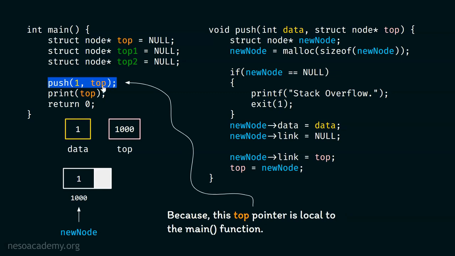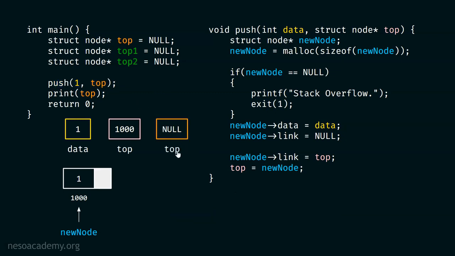Understand this, that this top pointer is in the main function and is local to this main function. That is why this top pointer remains null, right? Now you got the reason why we got the message stack underflow. Our push function is working fine, but the changes that we are making to this top pointer will never get reflected back in this top pointer. And this is the reason why top is still null, right?